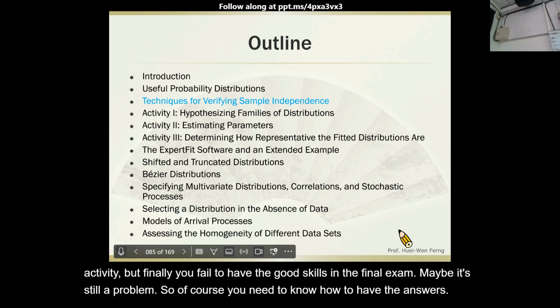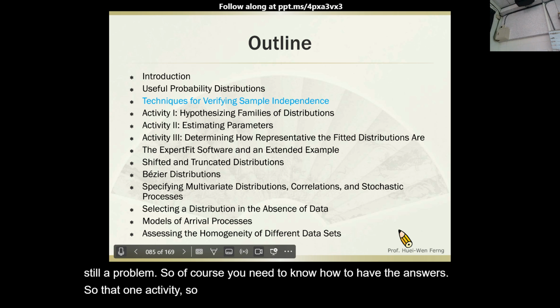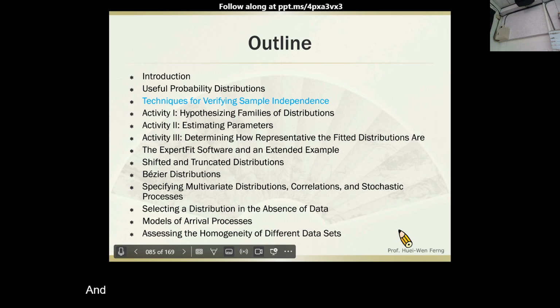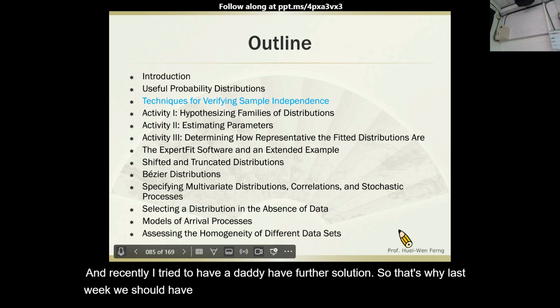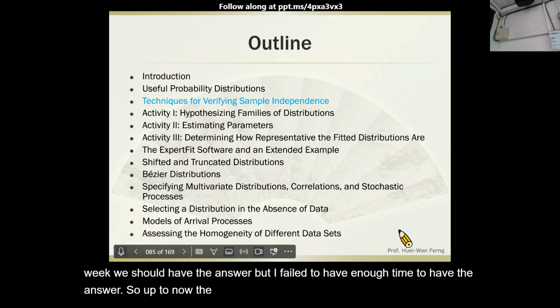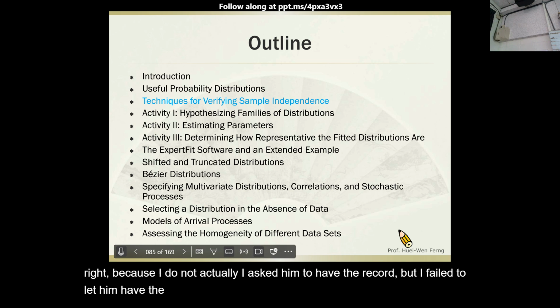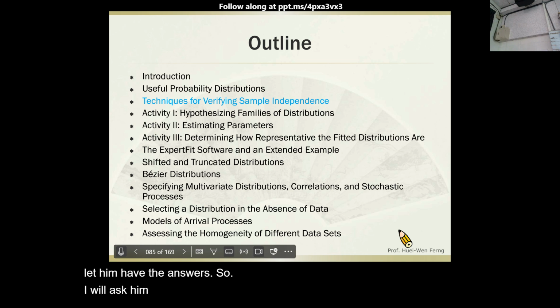So that one, activity, feel free. Even if you need to work together, no problem. But you need to find the answer properly, and so they will know the answer. And recently, I tried to have the solution for you. That's why last week we should have had the answer, but I failed to have enough time to prepare it. So up to now, the TA cannot have the records for your activities. I asked him to have the record, but I failed to let him have the answer. So I will ask him to finish that one quickly. All right, so that's it about that one.